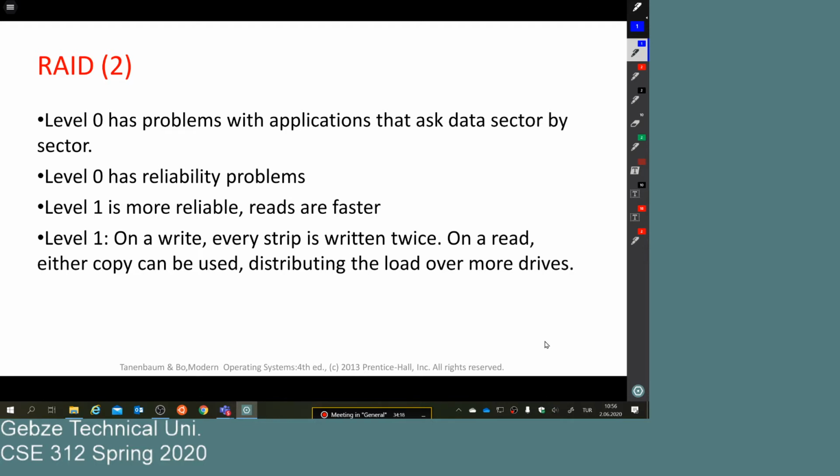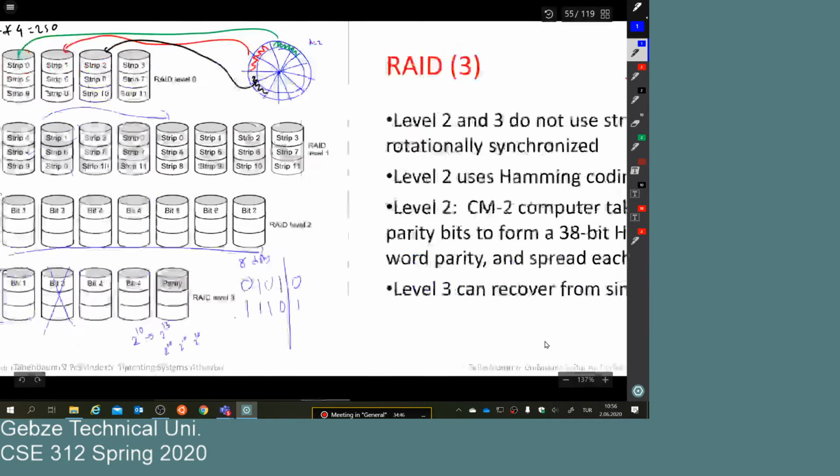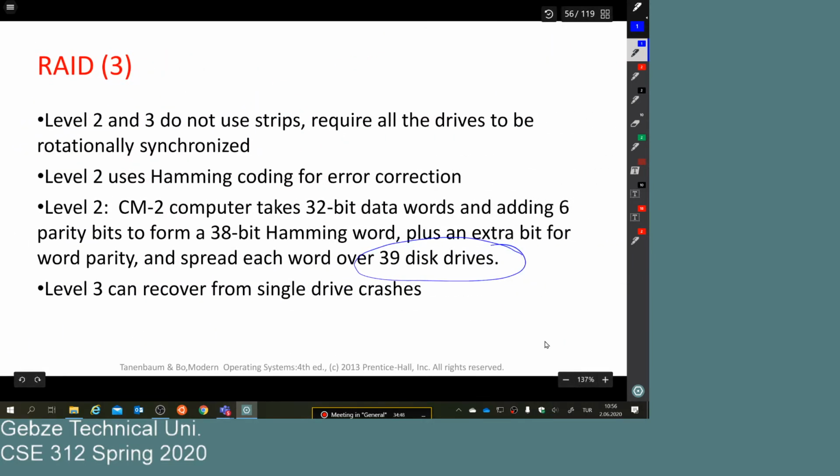Okay. For level 1, on a write, every strip is written twice, but on a read, either copy can be used. So when you write to RAID level 1, you need to write it to 2 places, to this one and this one, both at the same time. But when you read it, you can read it either from this one or that one. So you may distribute the reading order from one set to the other to make better use of your redundant disks.